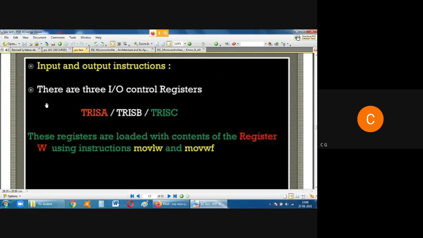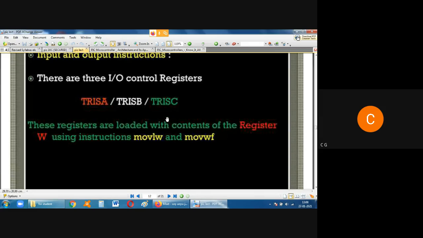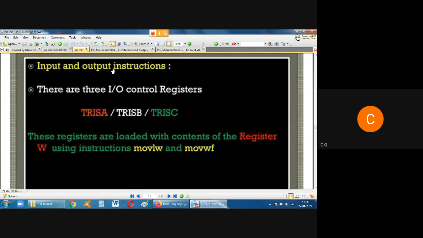So, anyways, there are three I/O control registers: TRIS A, TRIS B, and TRIS C. And these registers are loaded with the content of the regular register W using the instructions move LW and move W. Now, of these three I/O control registers, at a time you can make use of only one register. If you are using the operation with TRIS A, then you will continue only with TRIS A. If you have chosen TRIS B, then it will work with TRIS B, and TRIS C, then it will be only TRIS C.